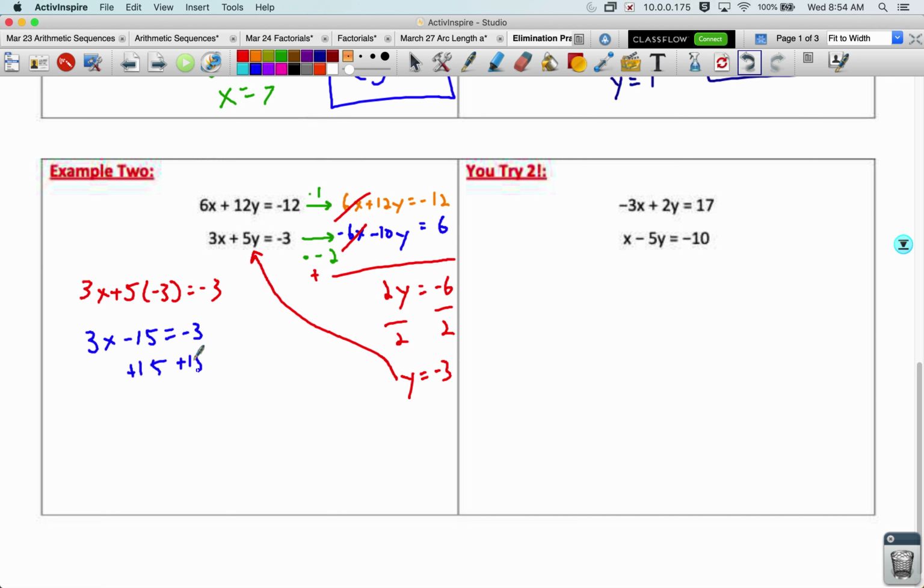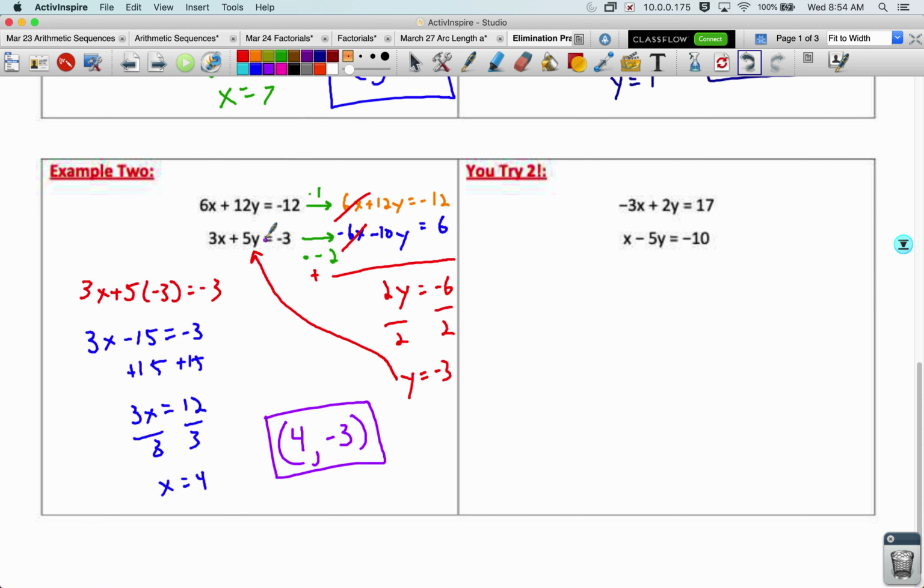Add 15 to both sides. 3x equals 12. Divide by 3, divide by 3. X equals 4. Now I can put that together into an ordered pair, always x comma y, so 4 comma negative 3. Parentheses, box around it, that's our final answer.